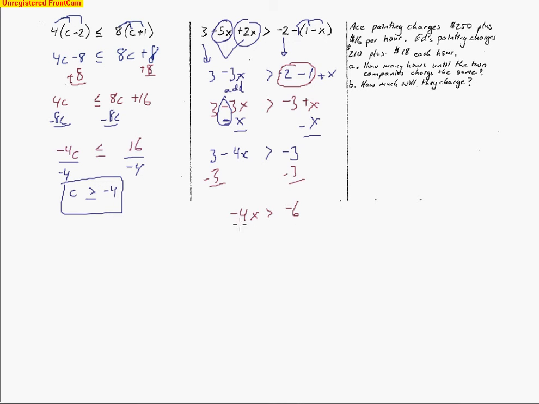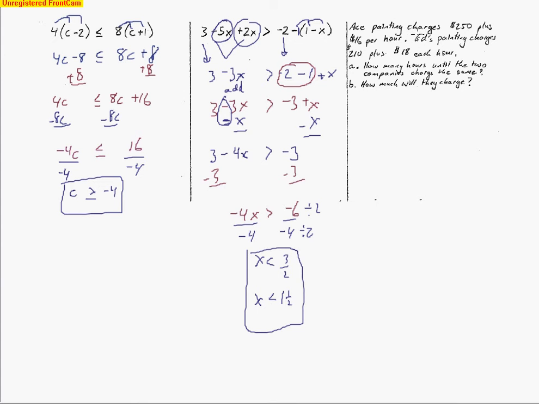And so all I have to do now is divide by -4. So again, that's going to switch the inequality sign. X is less than, and then 6/4. So I can go ahead and take out a common factor of 2. So that makes 3/2. If you had x is less than 1 1/2, that's the same answer. 1.5 would work as well.